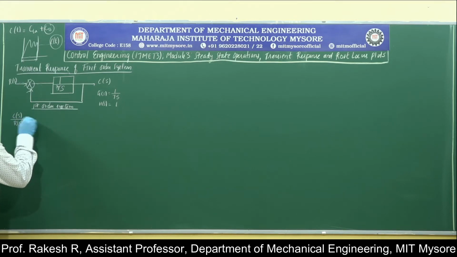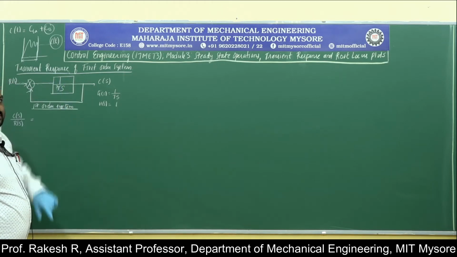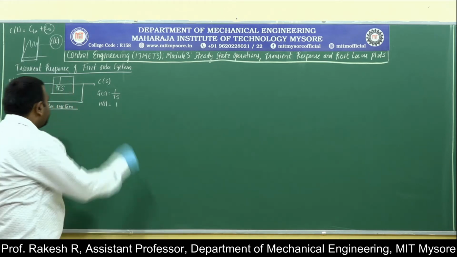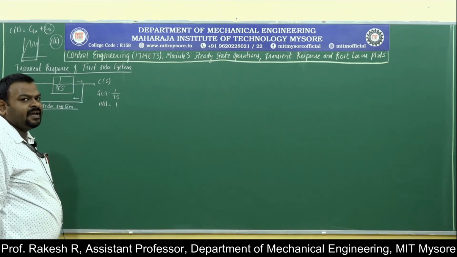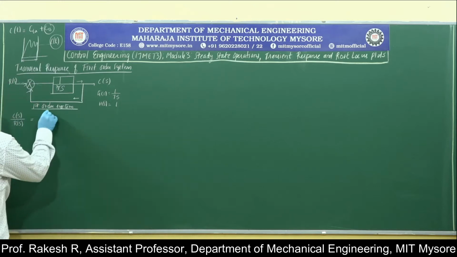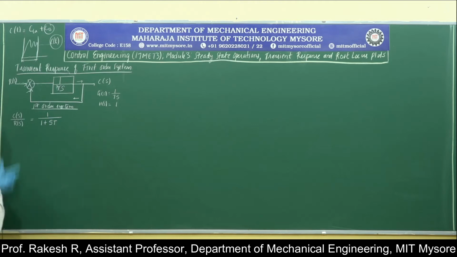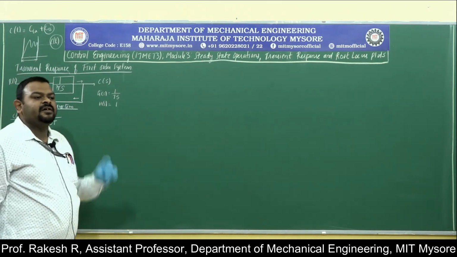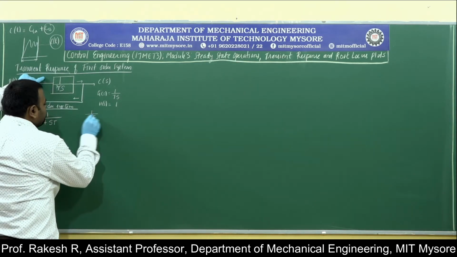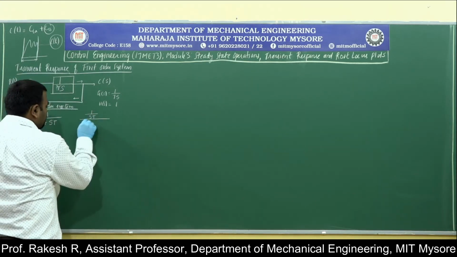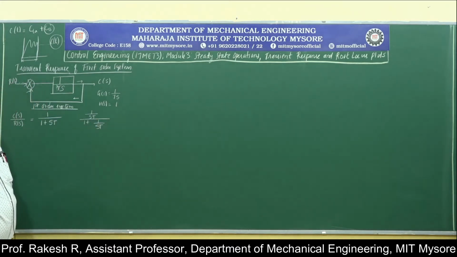C of s divided by R of s will be equal to these two blocks. Those two are in opposite directions, and this is a minor feedback loop. If you eliminate the minor feedback loop, what you will get is 1 divided by 1 plus sT. So this is the overall transfer function for the first order system. That is, G of s, which is 1 by sT, divided by 1 plus 1 by sT. If you simplify this, you will get this expression.